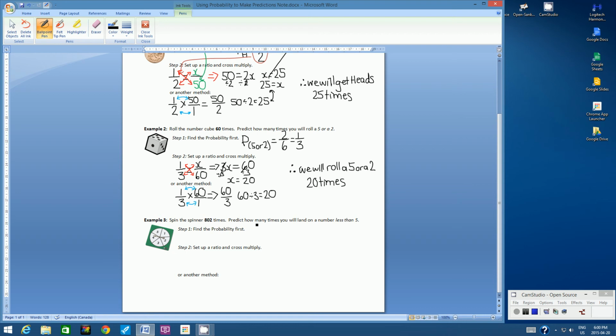All right, find the probability first. Okay, so let me set it up here. Probability of a number less than 5. Okay, so I want you to figure that out.